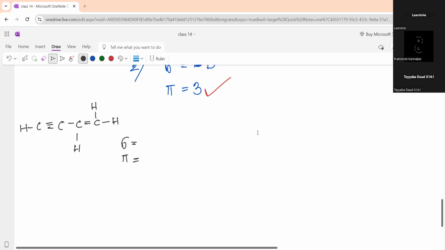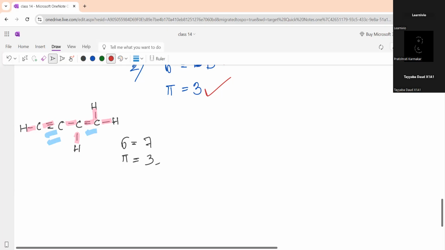Ma'am, 7 sigma bonds and 3 pi bonds. Let's see. There is 1, 2, 3, 4, 5, 6, 7, and 1, 2, 3. Okay, correct. You said 7 sigma bonds and 3 pi bonds.